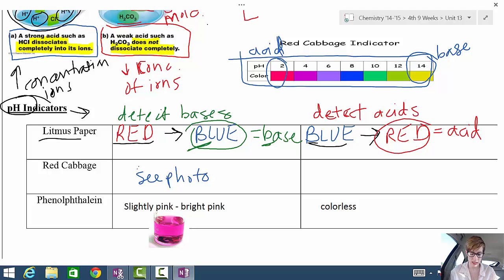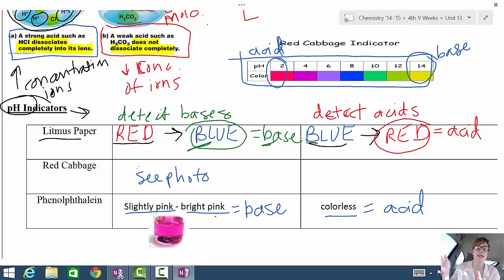You can put phenolphthalein inside of a substance, and if it turns slightly pink or bright pink, it's going to be considered a base. But when it's colorless, it's considered an acid. So really, we use phenolphthalein when we're trying to bring an acid closer to neutral. So we'll put phenolphthalein in an acid and it'll be colorless. But then when we add a base to it, drop by drop by drop, it slowly is going to turn more pink. And that's when we know we're bringing it back to neutral. We're bringing it from the acid side to the base side.